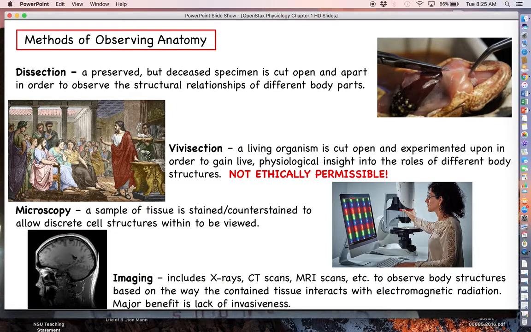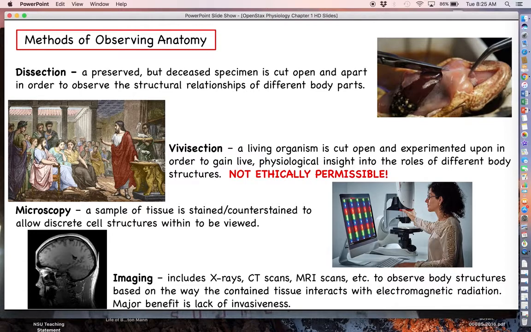And then finally, something that will be a little bit more relevant for a physiology class, imaging techniques, something that we'll talk about towards the tail end of this lecture series on Chapter 1. So this is going to include things like X-rays, CT scans, MRIs, ultrasonography, things of that nature.